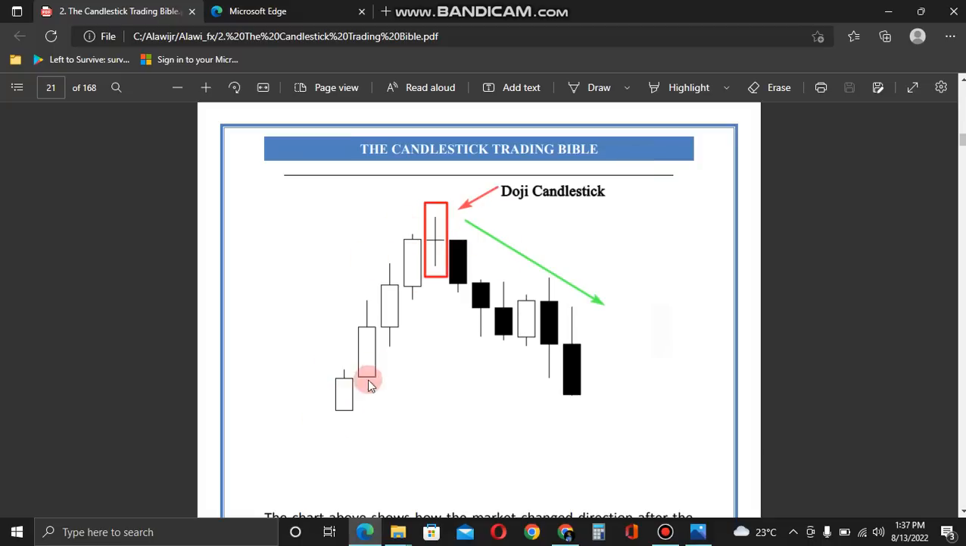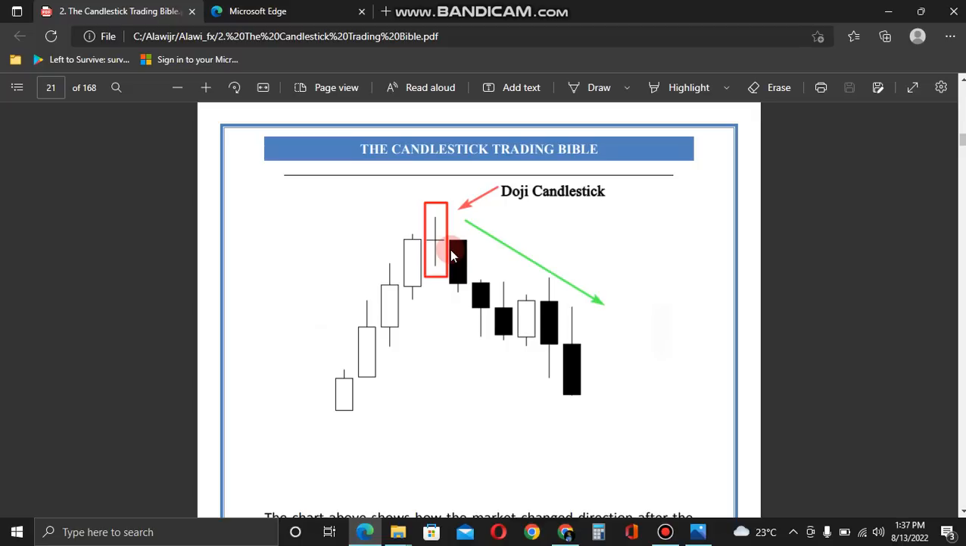So this was a clean uptrend, kama unavyoona, lakini doji ilikuja kuchange market. So we use this as a confirmation. After your technical analysis, hizi candlestick tunazitumia as a confirmation.